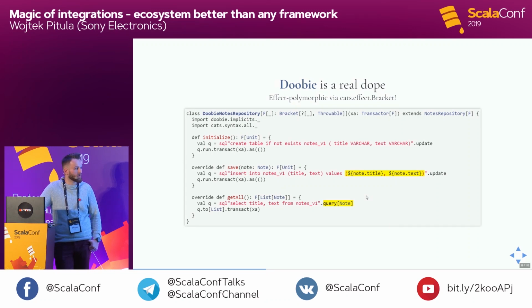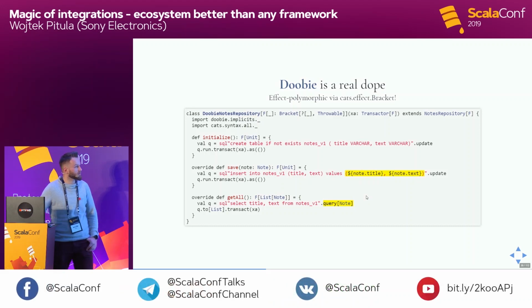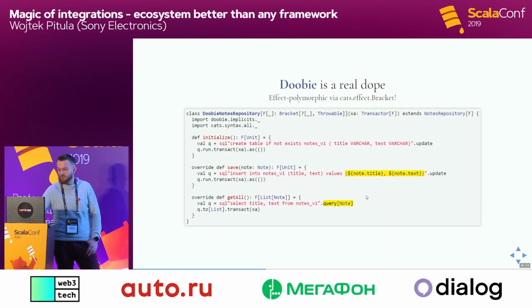So whenever you put some variable, as I did here with node title, for example, Doobie will create a prepared statement. So it's not just plain stupid string concatenation. It's a prepared statement. Everything will be encoded. You're safe from SQL injection. And then as long as you have a transactor, you can get your results to any F-type. So it's so-called effect polymorphic, just as HTTP4S was.